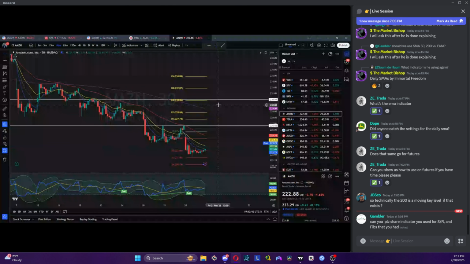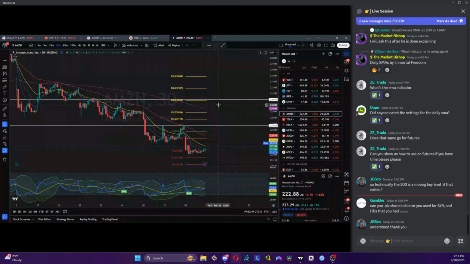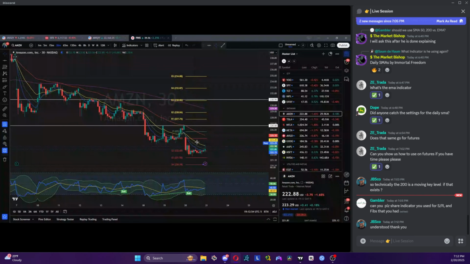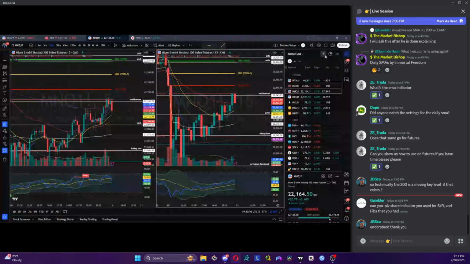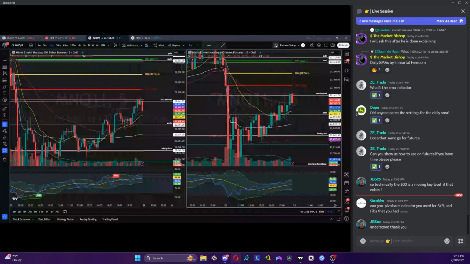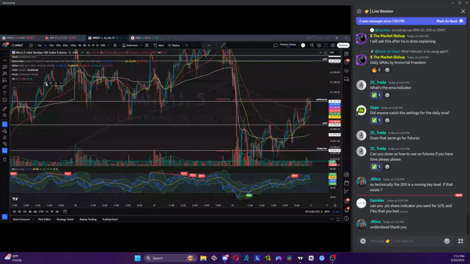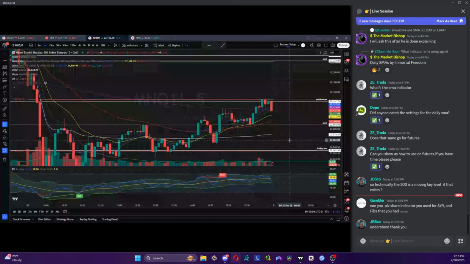So could you show how to use these on futures? Since futures is mostly day trades, give us an example of a futures trade using the EMA or SMA. And when you're trading futures, which one would you personally use?